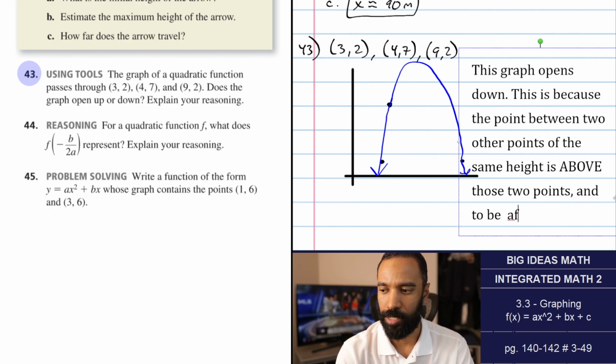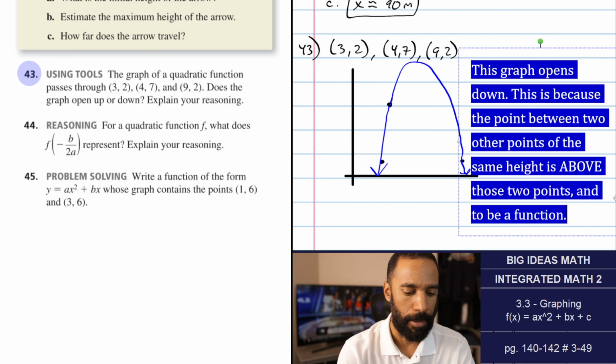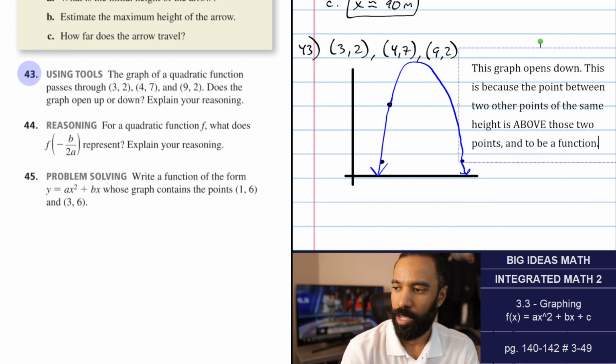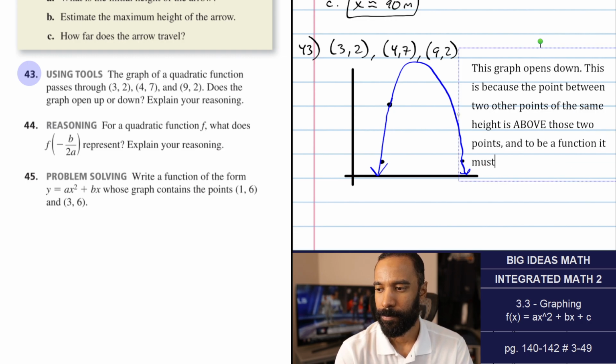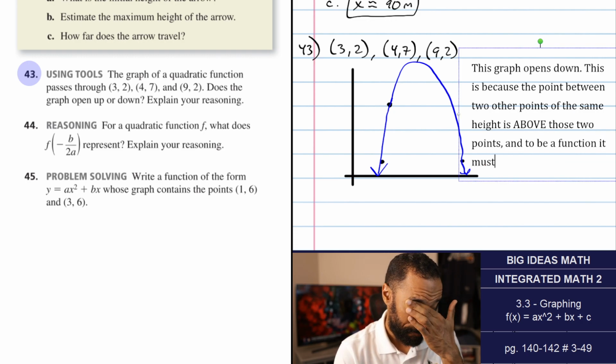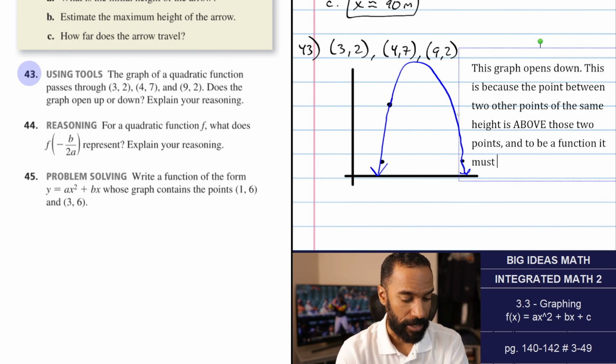And to be a function, it must pass the vertical line test.